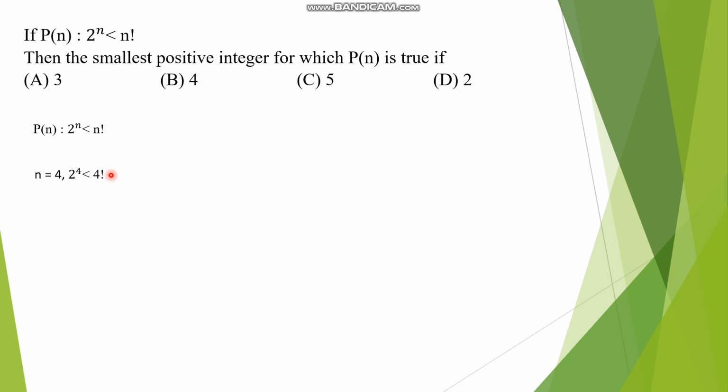What is 4 factorial? It is 4 into 3 into 2 into 1. But for other numbers which are less than 4, when you take 2^3 or 2^2 or 2^1, this won't hold good. So the smallest integer is 4, which is our option B.